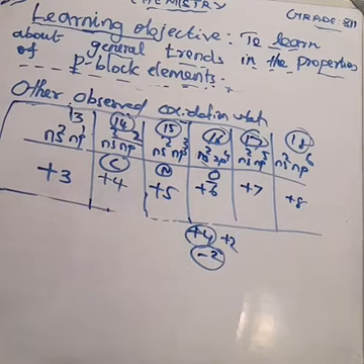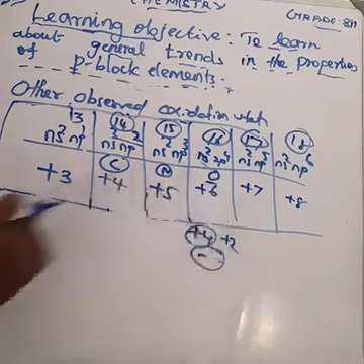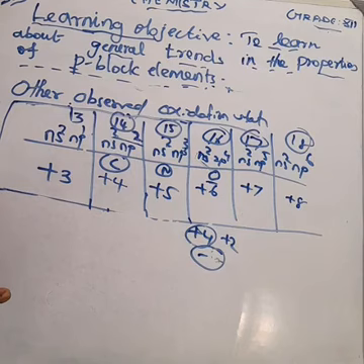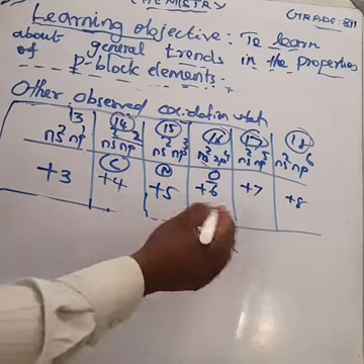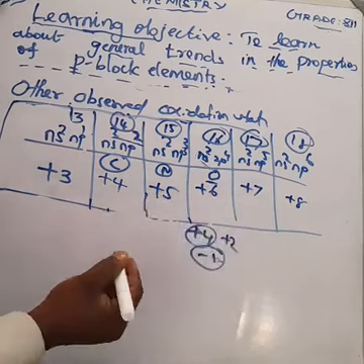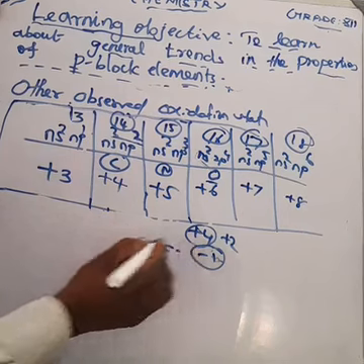Fluorine. What is the atomic number of fluorine? 9 is the atomic number. Am I right? So the first shell can accommodate 2 electrons, and the second shell 7 electrons. How many electrons are needed? 1 electron is needed to achieve the stable electronic configuration.